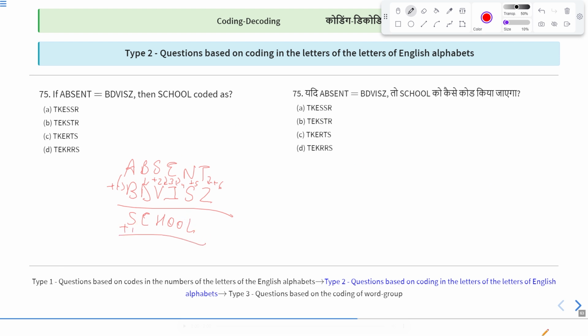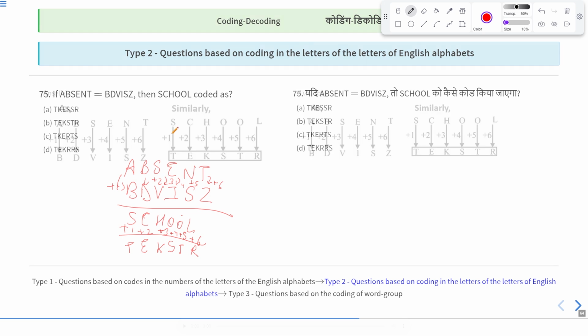Similarly, school will become S plus 1, T, C plus 2, H plus 3, O plus 4, O plus 5, L plus 6. So T, A, H plus 3, K, O plus 4, S, O plus 5, T, L plus 6, R, T, E, K, S, T, R, V.